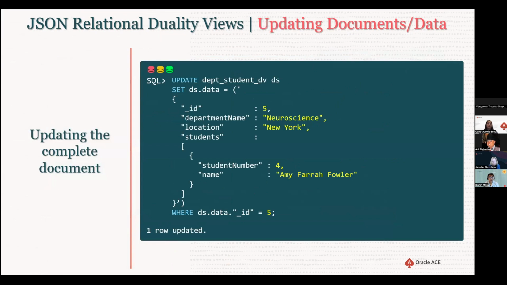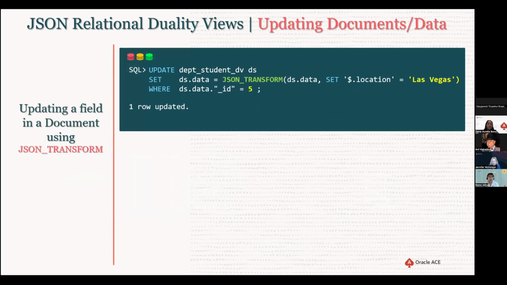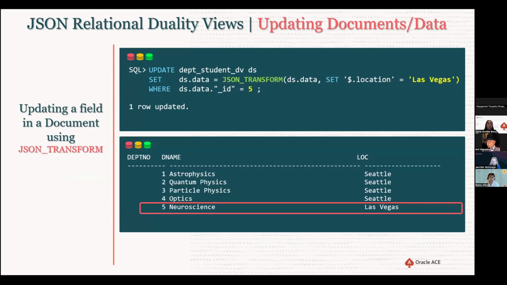Now, to update a document, you can update the entire document using a where clause, like so, where in this case, I am updating the location of department number 5, or you can use the JSON transform built-in function to update specific fields, like so. If I now query my department table, I will see that the update has been reflected in that table.